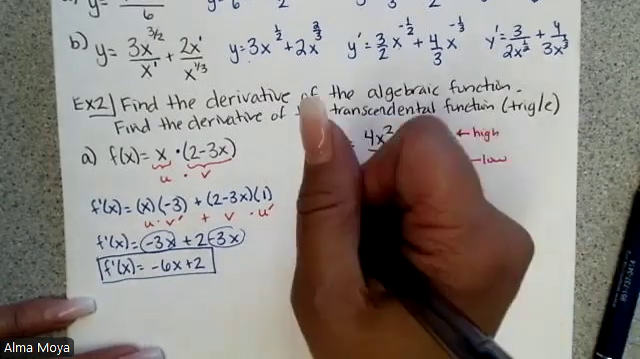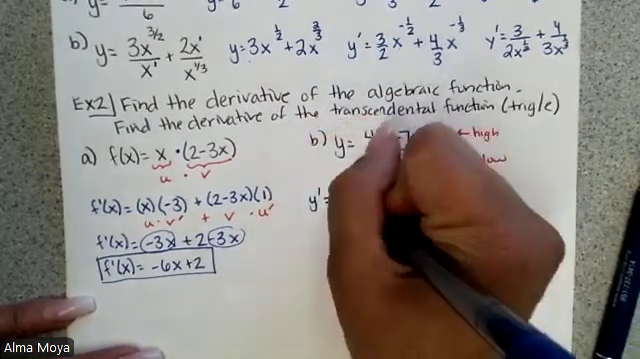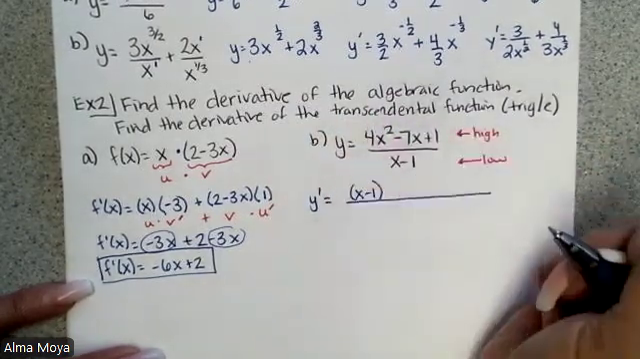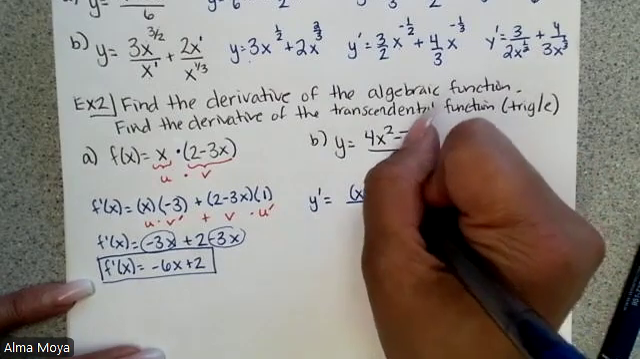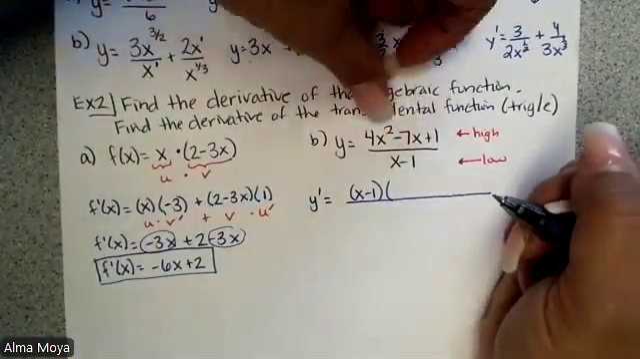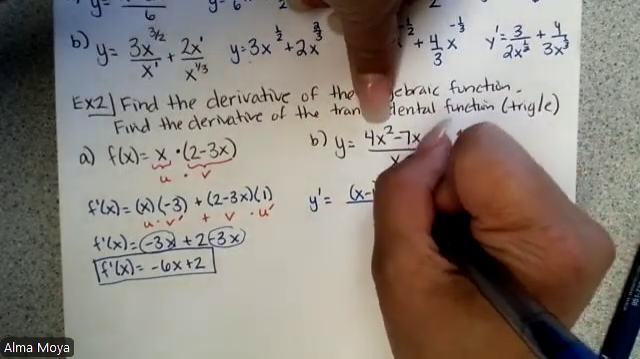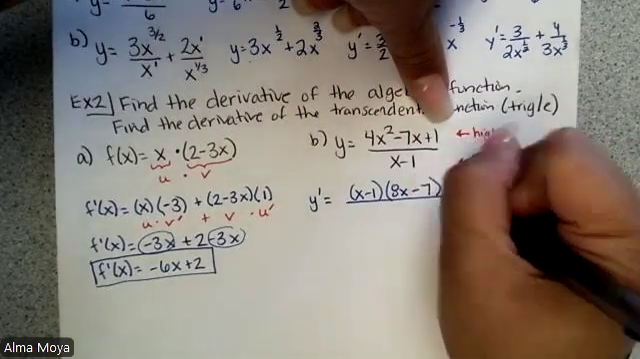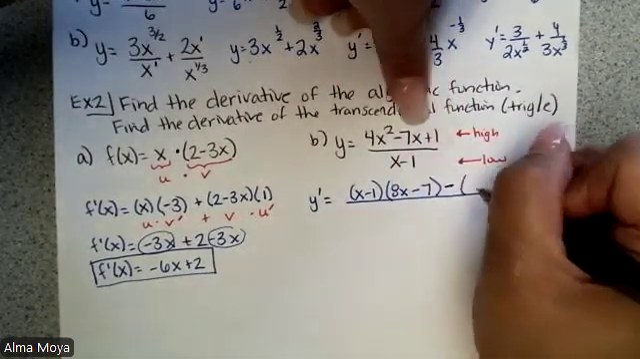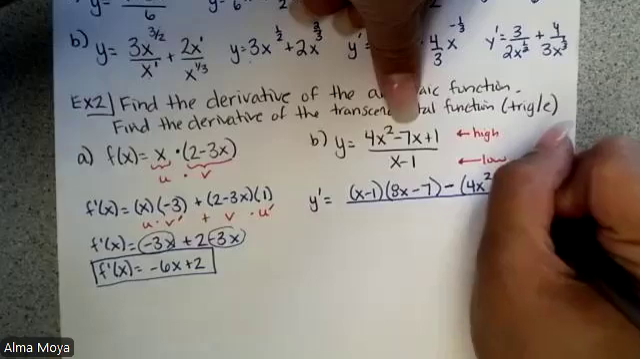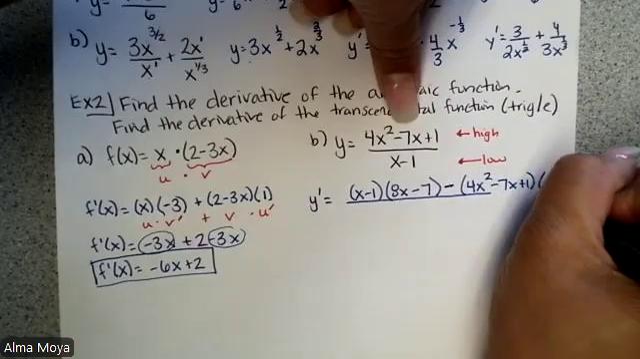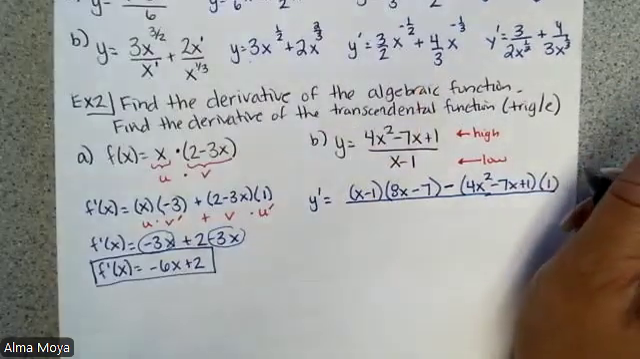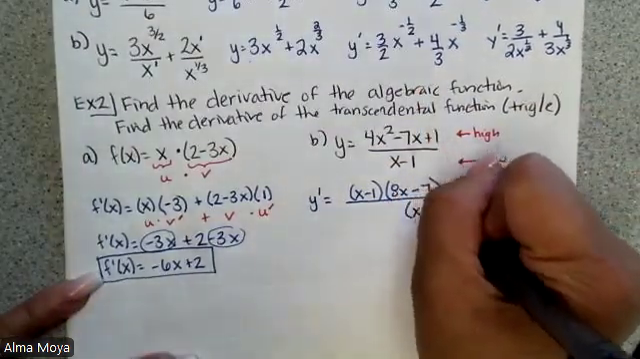So the derivative of y is going to be y prime. Low, keep low the same. D high is the derivative of the numerator. The derivative of 4x squared is going to be 8x. And the derivative of 7x is 7. And then the derivative of 1 is 0. Subtract high. So now keep the high the same. And d low, the derivative of the bottom is just going to be the number 1. All over the bottom squared.